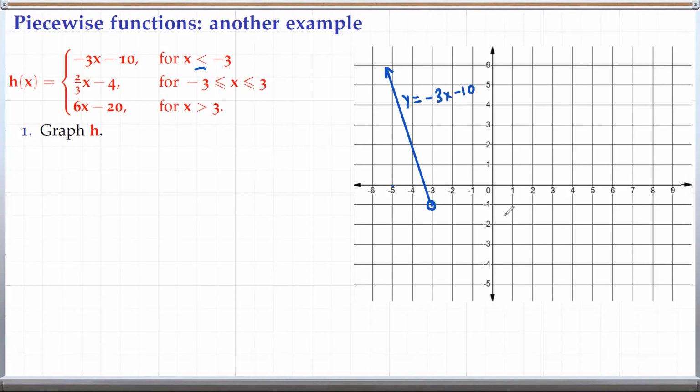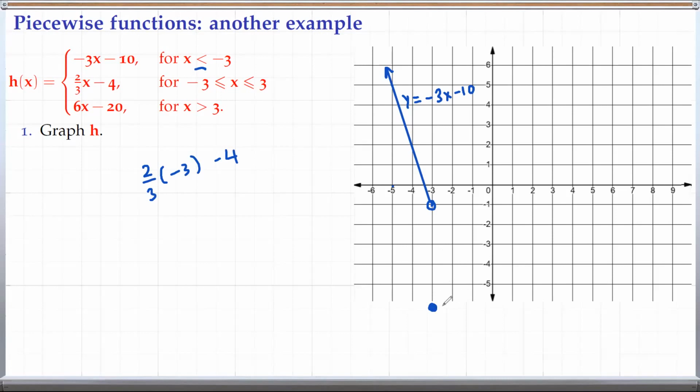-3x minus 10. Now the second part is y equals 2/3 x minus 4 between -3 and 3, including -3 and 3. So we can have solid dot at both of those points. So when x is -3, 2/3 times -3 is -2. So basically we have 2/3 times -3 minus 4. So this is -2 minus 4 is -6.